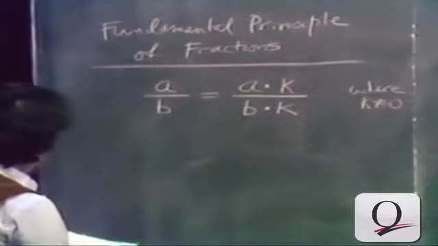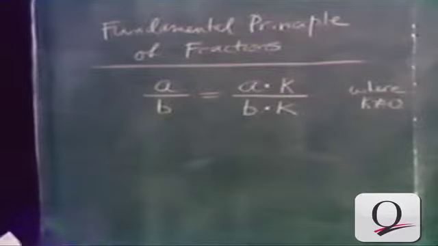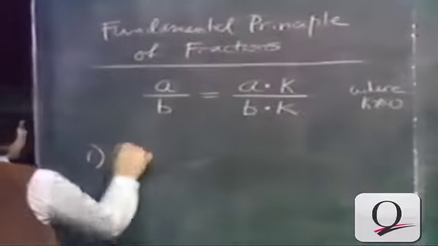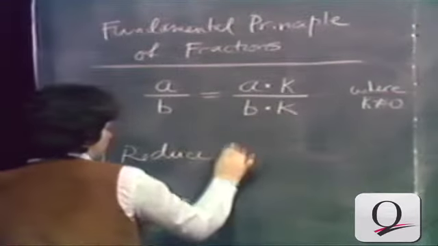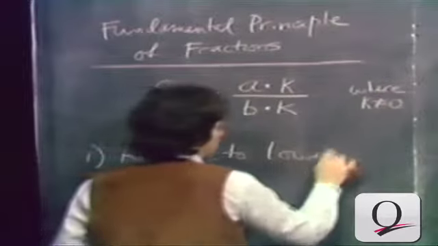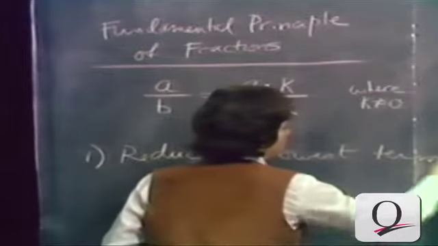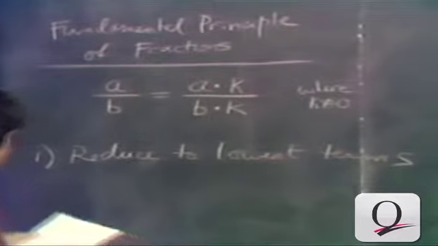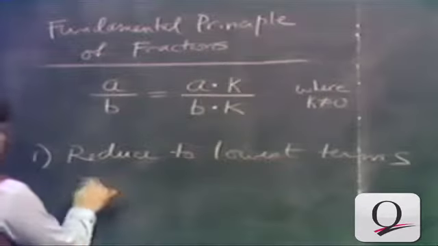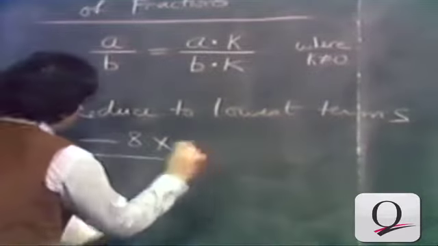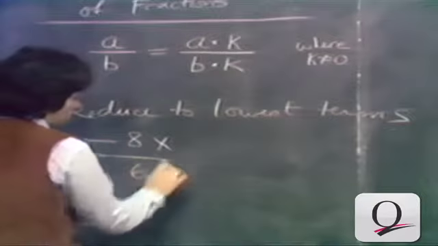We'd like to, in each case, reduce to lowest terms the expression that I give you. And in most cases, we'll be using this fundamental principle of fractions. Minus 8x over 6x.